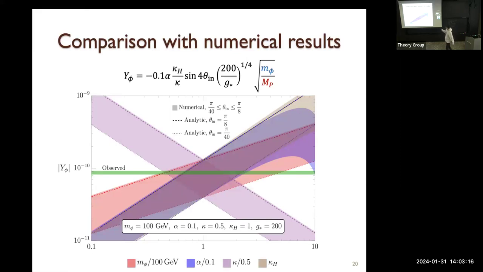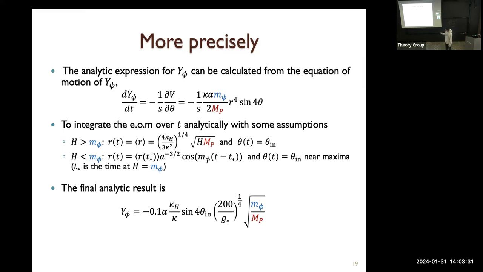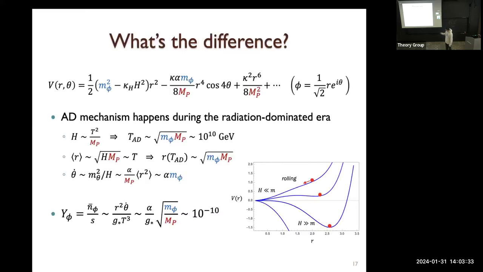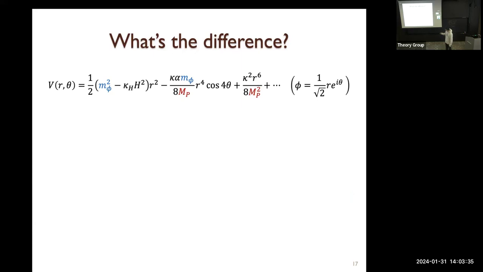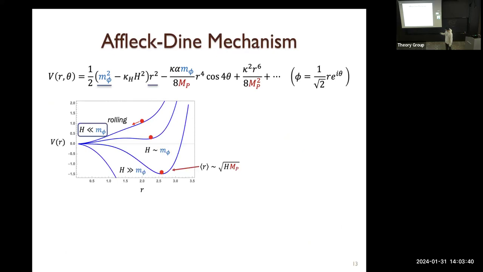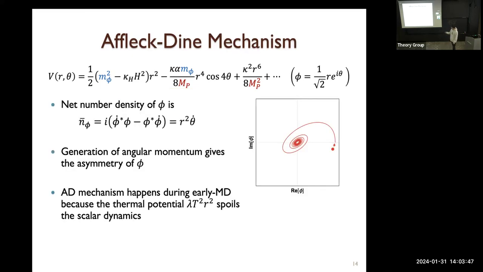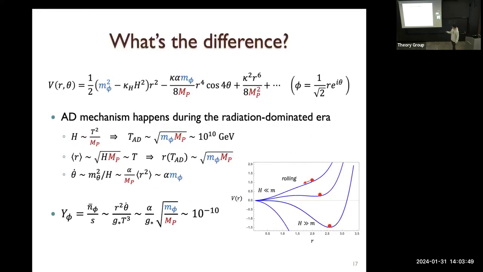Next slide after this is a comparison. Could you go back? Where is the source of CP violation here? So CP violation here comes from this initial value. Yeah, you have to assume that. Here, so this is here. Then this is a CP violating minimum, that minimum, the value.